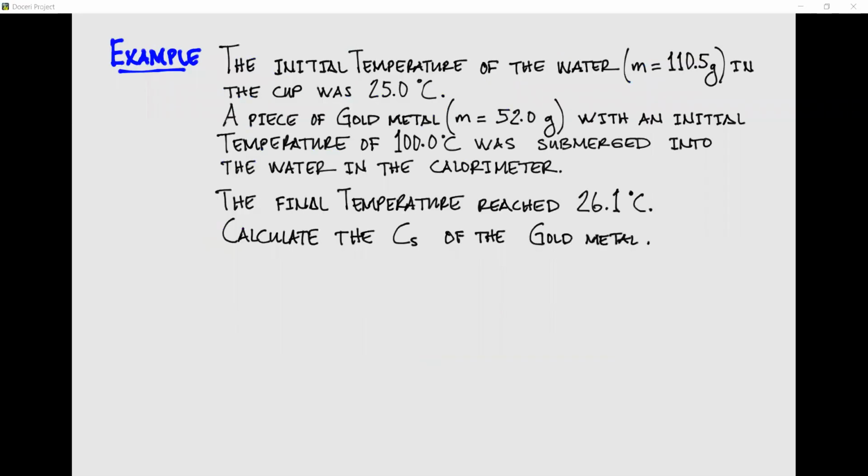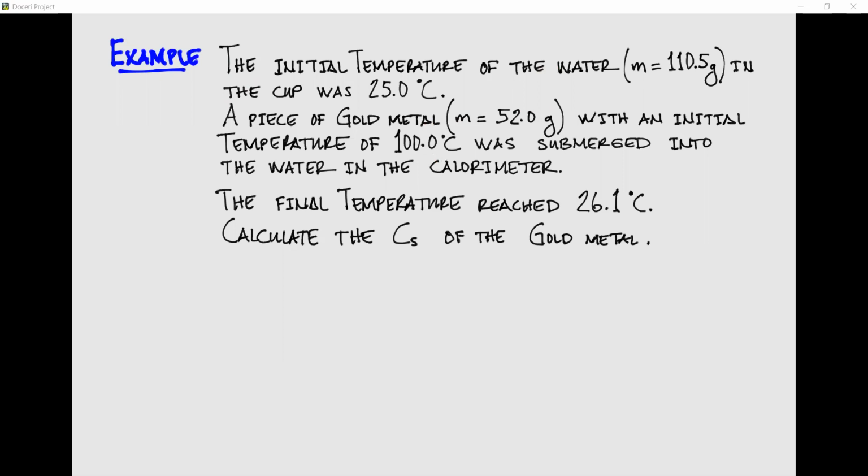All right, so let's take a look at this one last example here. The initial temperature of the water with a mass of 110.5 grams in the cup calorimeter was 25 degrees Celsius. A piece of gold metal with a mass of 52 grams with an initial temperature of 100 degrees Celsius was submerged into the water in the calorimeter. The final temperature reached 26.1 degrees Celsius. Calculate the specific heat capacity of the gold metal using the information shown here.